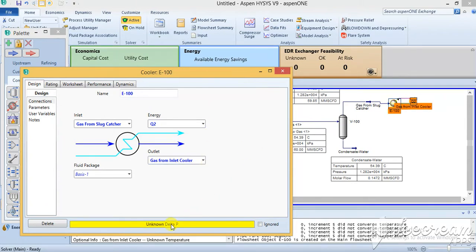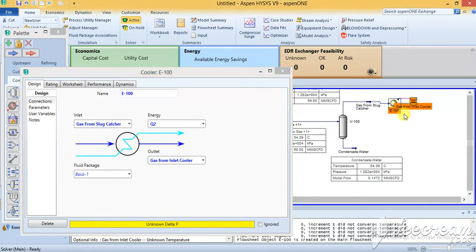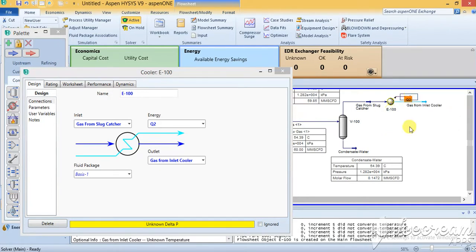Now, as you can see, when I haven't given this number, it was saying that you need the outlet. Now it will also direct you to what things you are missing. It says unknown delta P, that no delta P is given, but because we are using this inlet cooler just to cool down the gas, this cooler will be a temperature driven cooler. That means we have to give the outlet temperature for this stream.